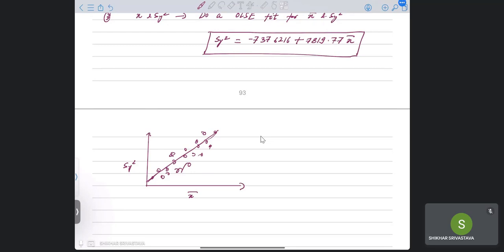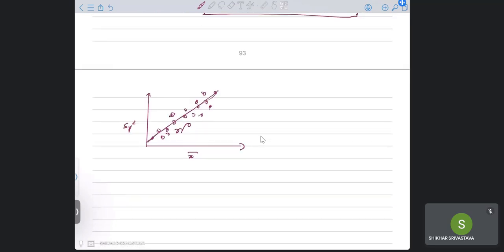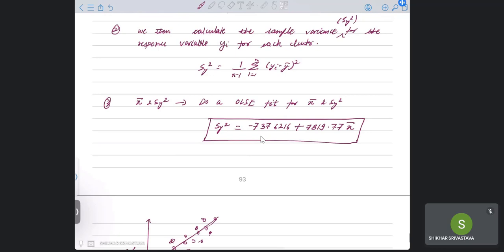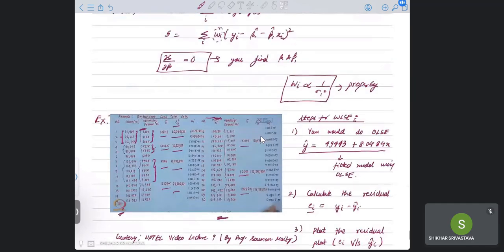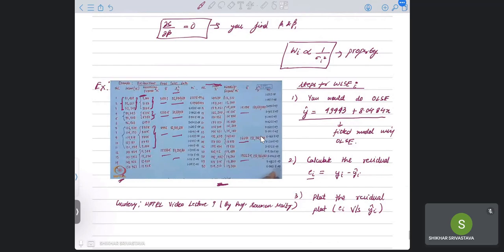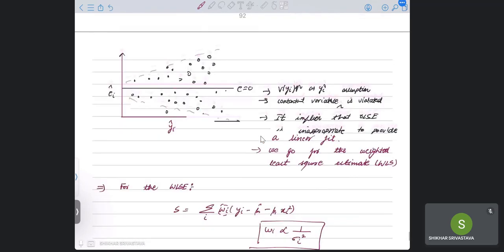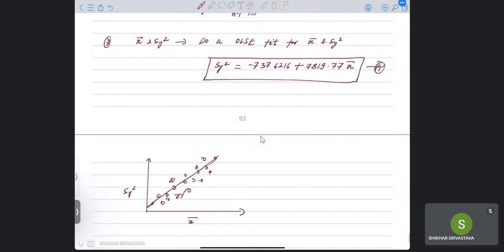Okay, so for a given cluster, the response is coming from a population that has variance sy square. Now, after we have found this equation, suppose this is equation A. After that, you will estimate sigma I square using this sample variance.